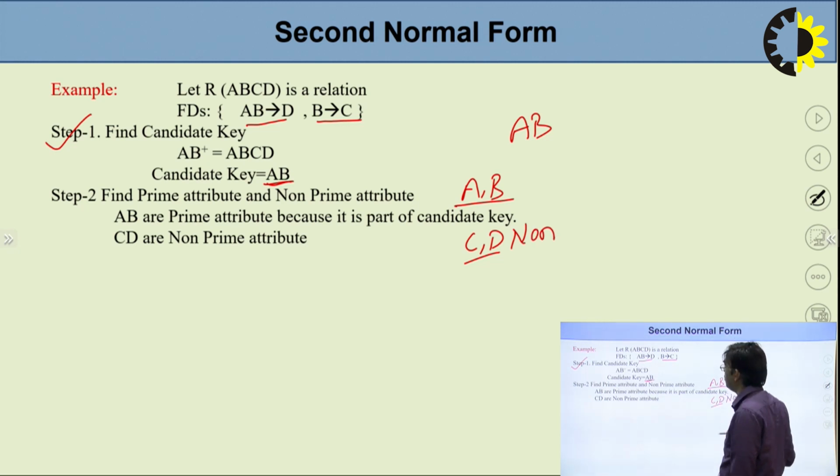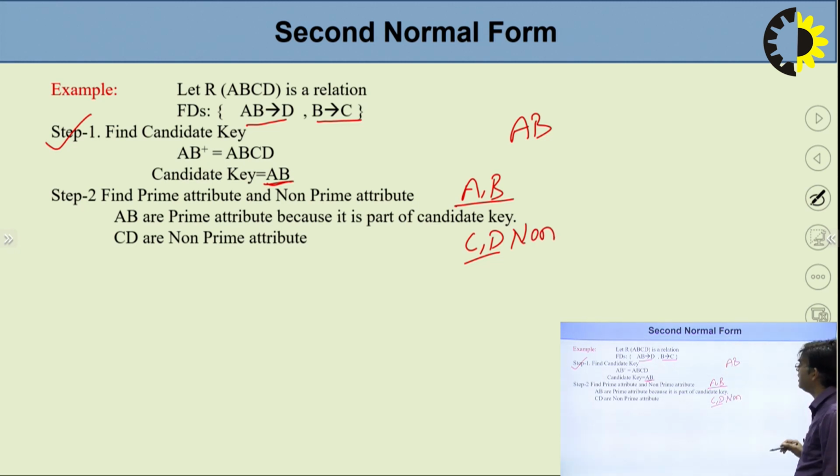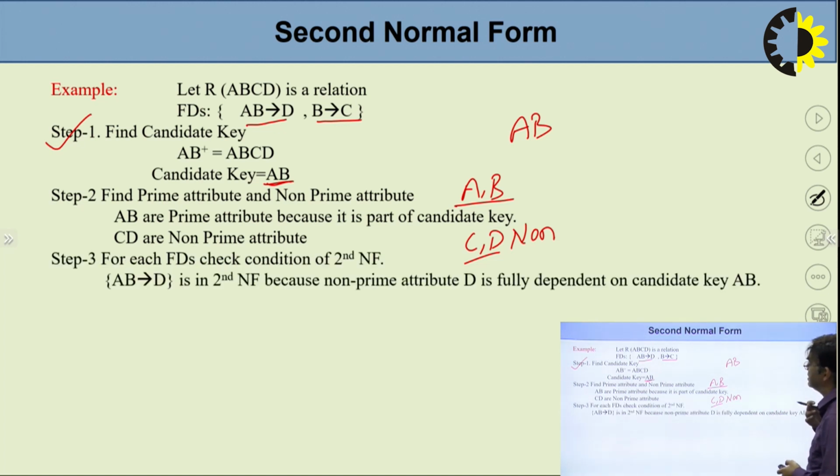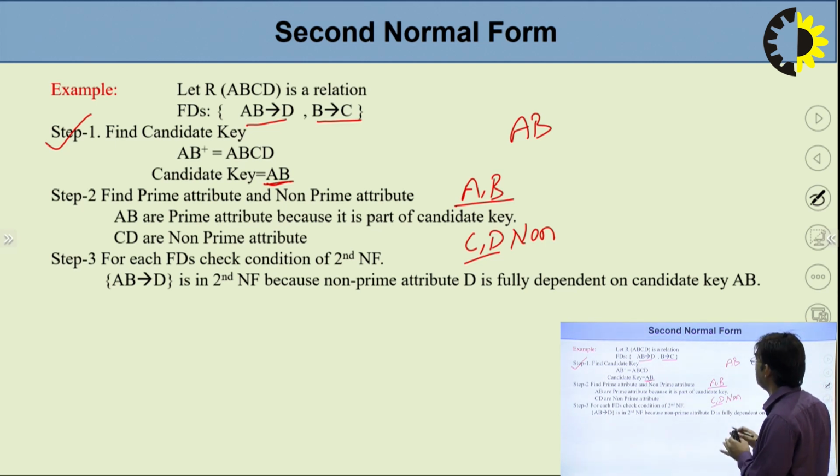First we have to identify which attributes are prime and which are non-prime. All those attributes which are part of the candidate key are prime attributes, and those which are not part of the candidate key are non-prime attributes. Third step: for every functional dependency, we have to check whether it follows the rule of second normal form or not. If it is violating the rule of second normal form, then we have to break that relation into two different tables.